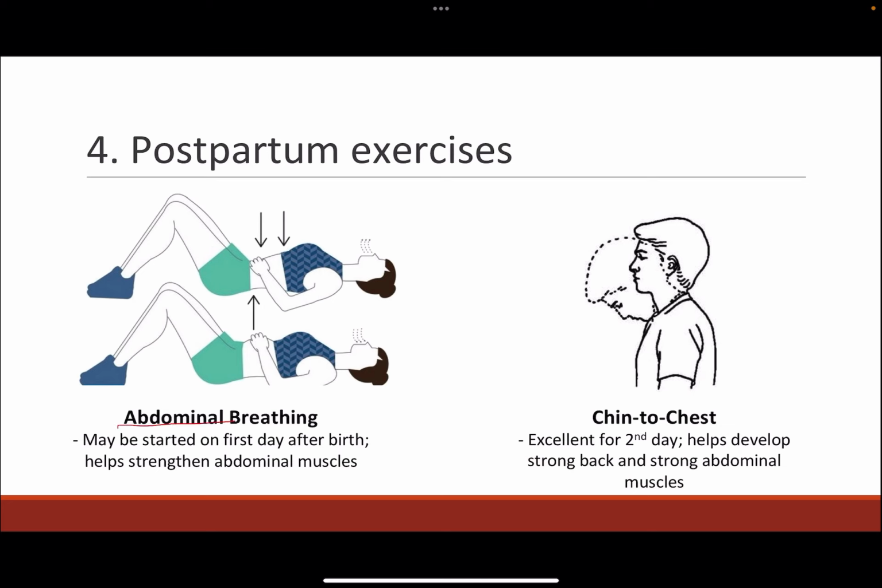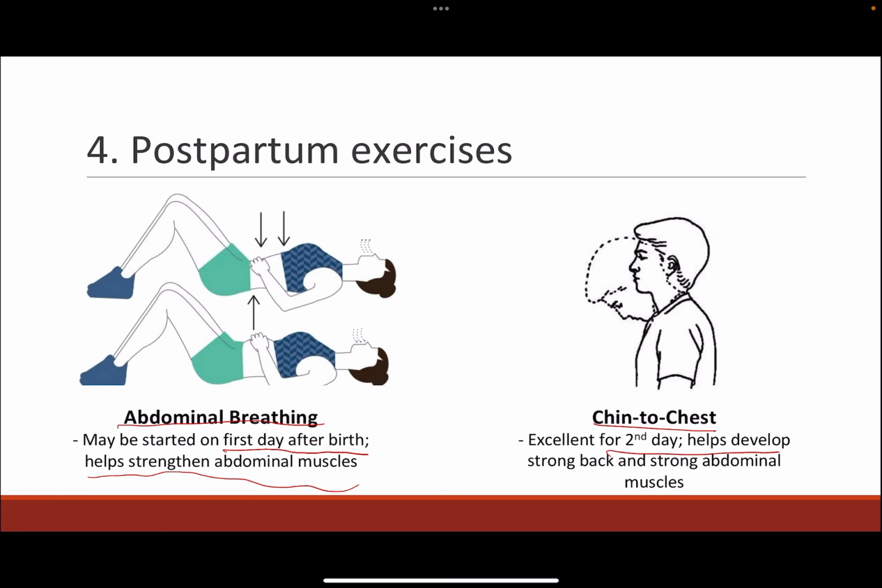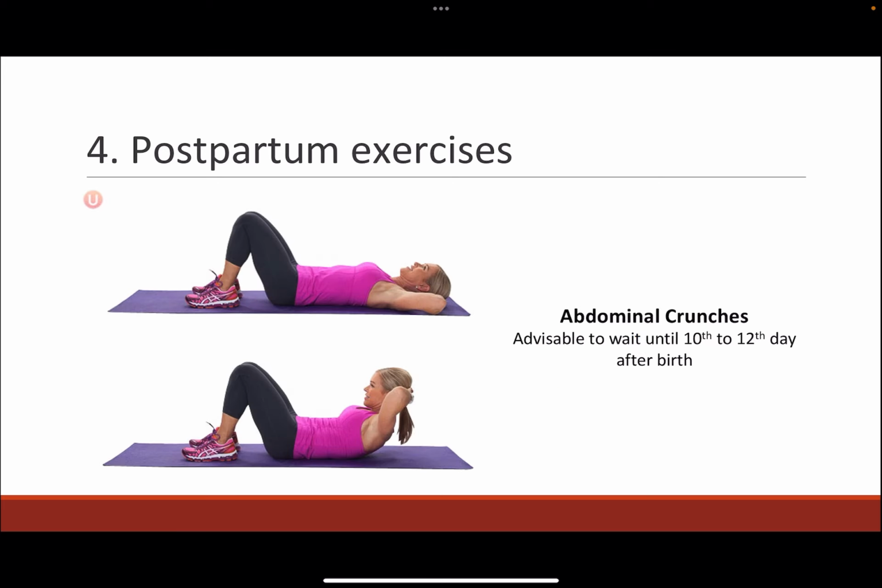We have the abdominal breathing exercise, which may be started on the first day after birth to help strengthen abdominal muscles. We also have chin to chest, excellent for the second day, which helps develop a strong back and strong abdominal muscles. We also have perineal contraction to be added on the third day postpartum. So you don't do everything on the first day. Slowly. And arm raising on the fourth day to help both breasts and help tighten arm muscles. We also have abdominal crunches, advisable to wait until 10 to 12 days after birth.